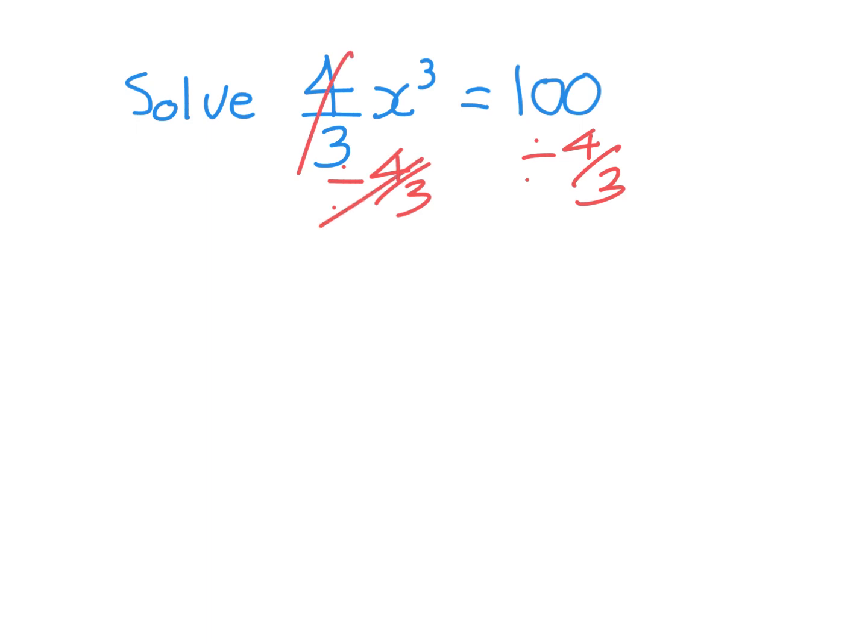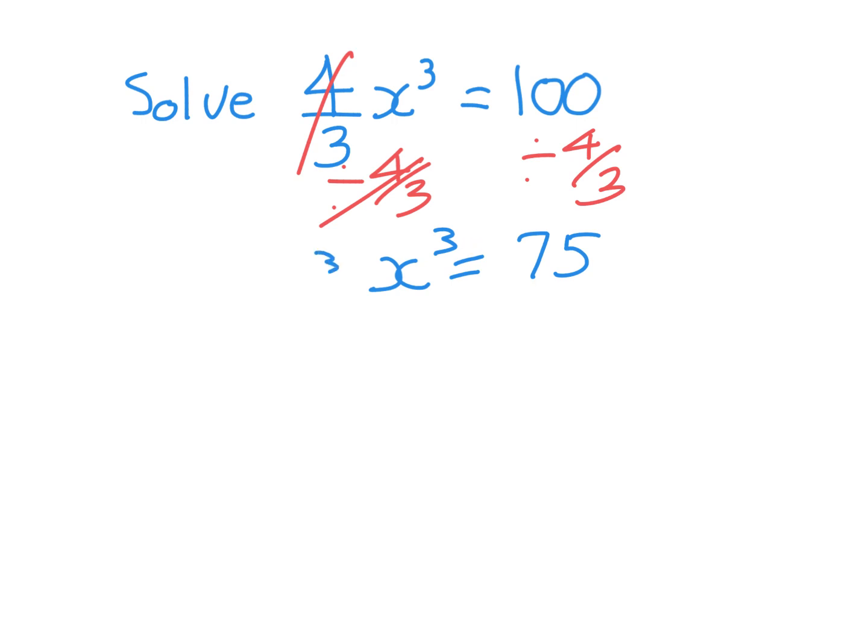4 over 3 divided by itself is just 1. They undo each other. I'm left with x cubed equals, now 100 divided by 4 over 3 is 75. So I've got x cubed equals 75. I want to get x by itself. So how do I do that? Well, we undo cubing by cube rooting.